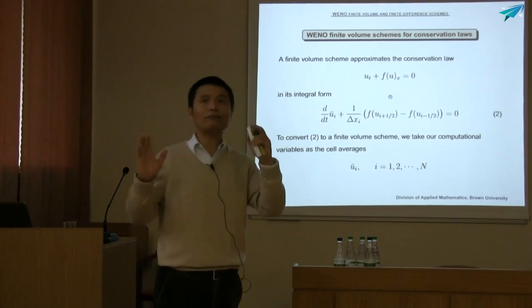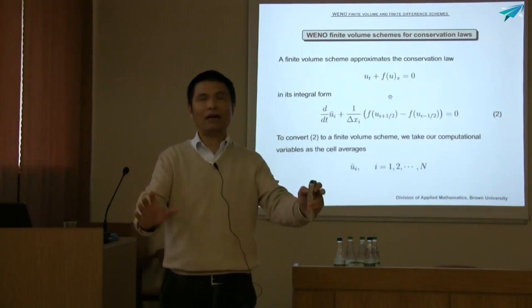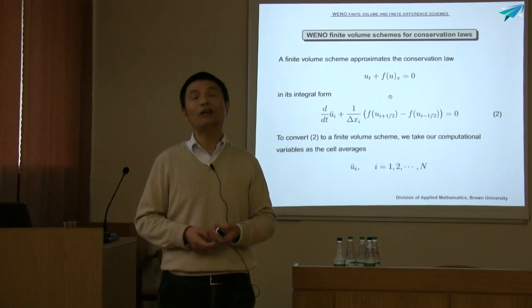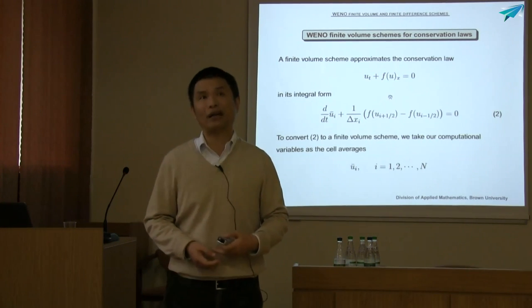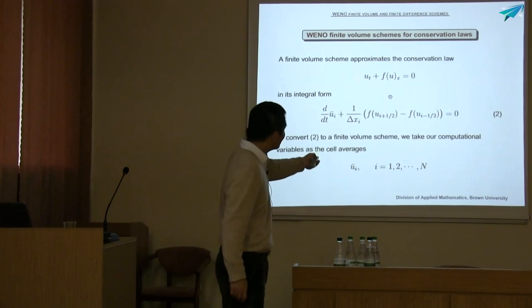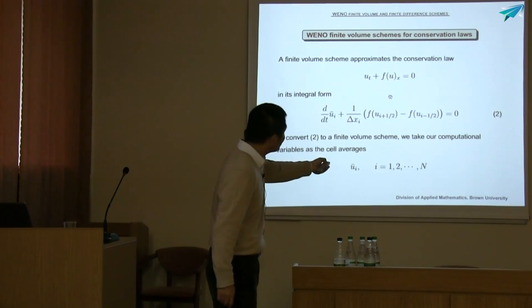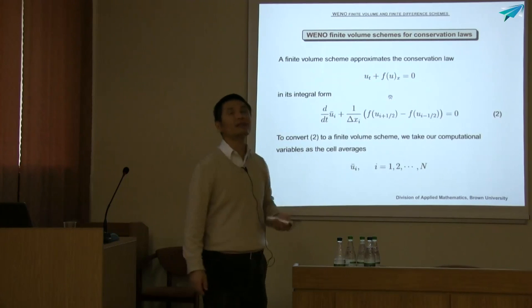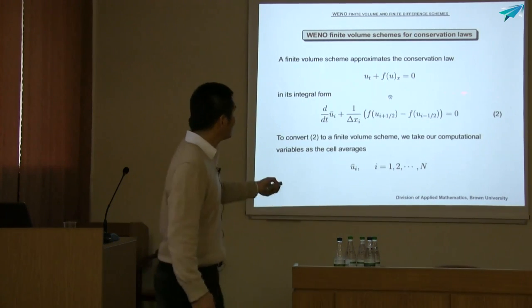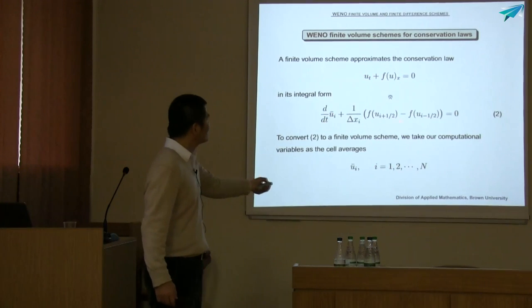So once we have the WENO procedure described before, it is essentially straightforward to describe a finite volume scheme. For a finite volume scheme, you have this conservation law, and you simply integrate it in the cell I sub small I. You integrate and divide by the interval length, and you get this formula.